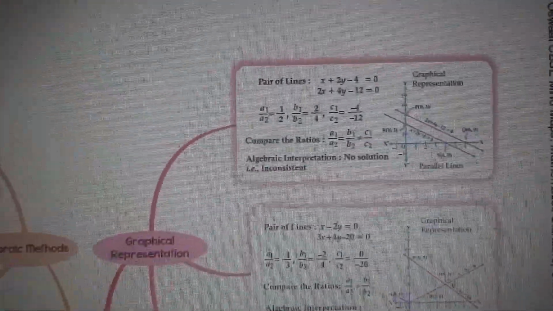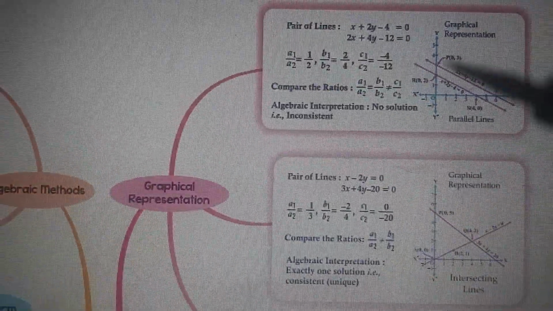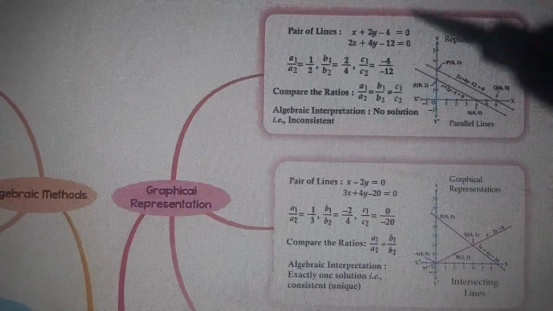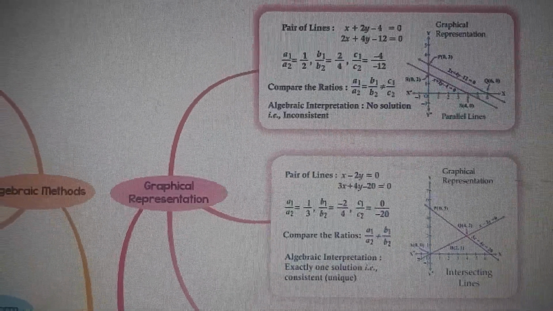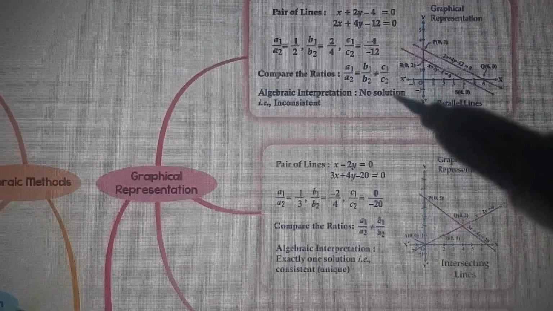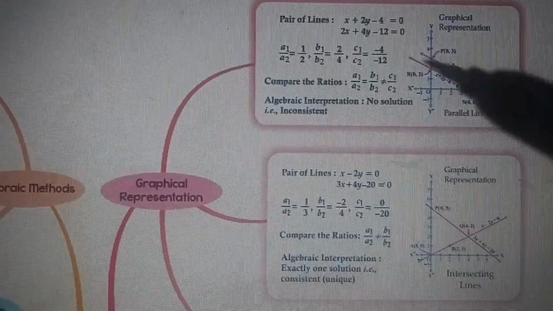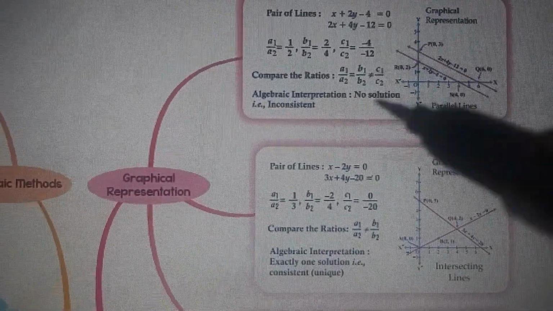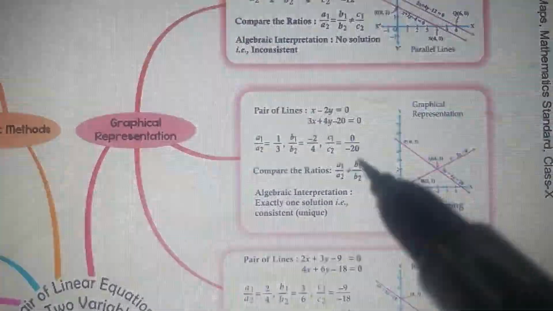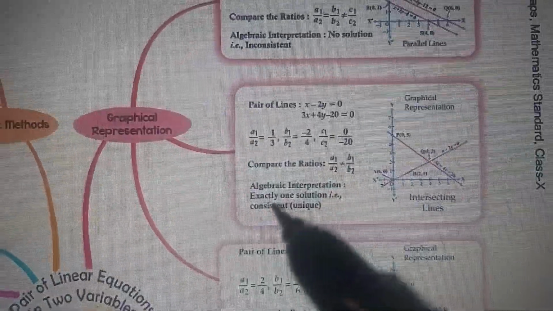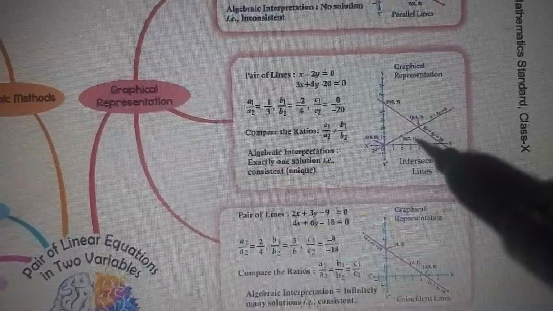Okay, now pair of lines. If a pair of lines is given and graphical representation we have to do, then we take a1 by a2, b1 by b2, c1 by c2. Then comparing the ratios, if a1 by a2 is equal to b1 by b2 and not equal to c1 by c2, then we get no solution, that is inconsistent. It means we obtain parallel lines in this graphical representation. And next, if a1 by a2 is not equal to b1 by b2, then exactly one solution is obtained, a unique solution. So we get intersecting lines.